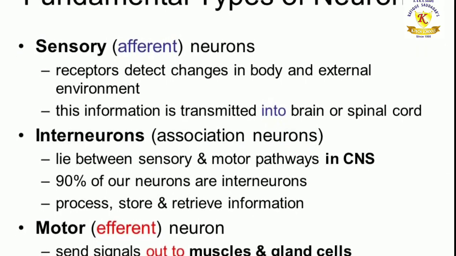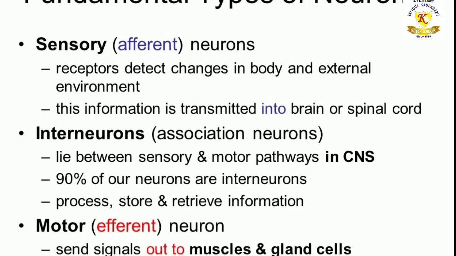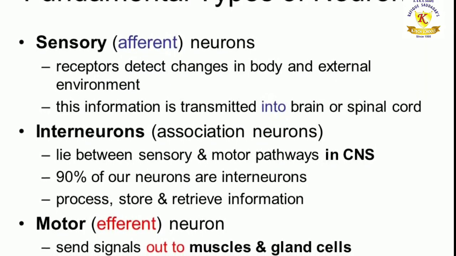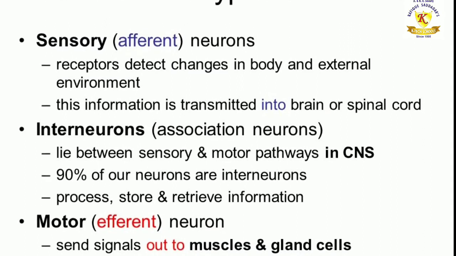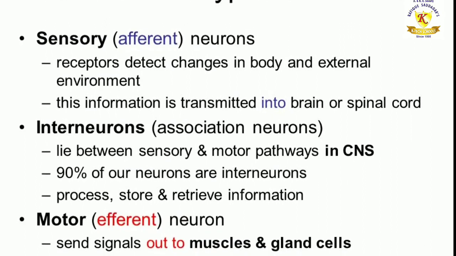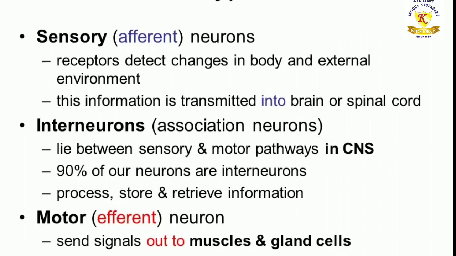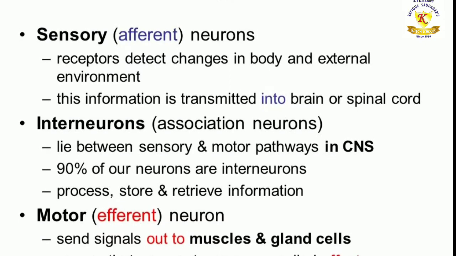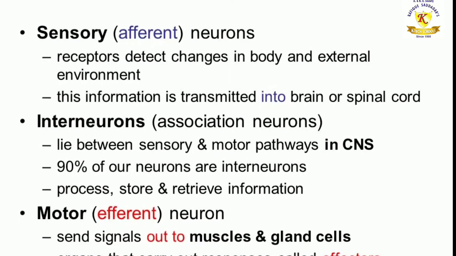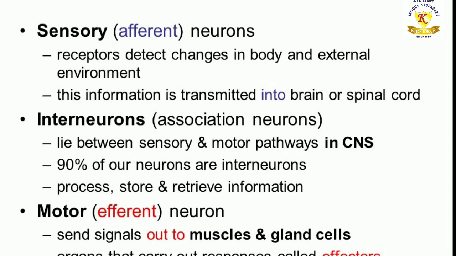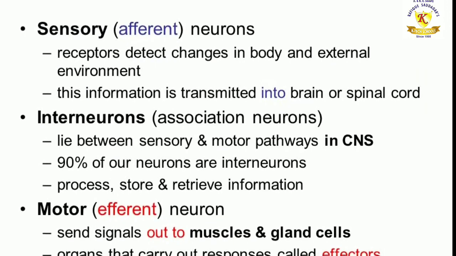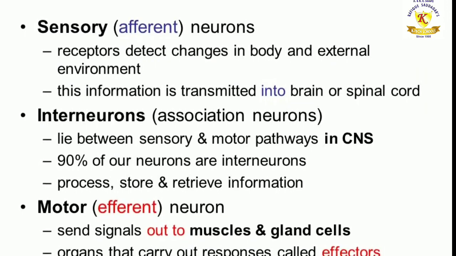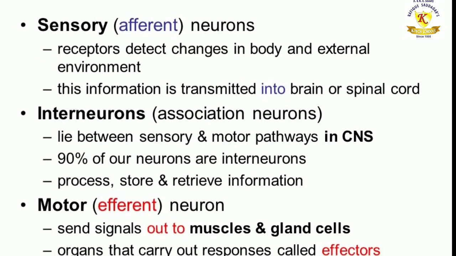The second is interneurons or association neurons. They lie between sensory and motor pathways in central nervous system. And 90% of our neurons are interneurons. They process, store and retrieve information.